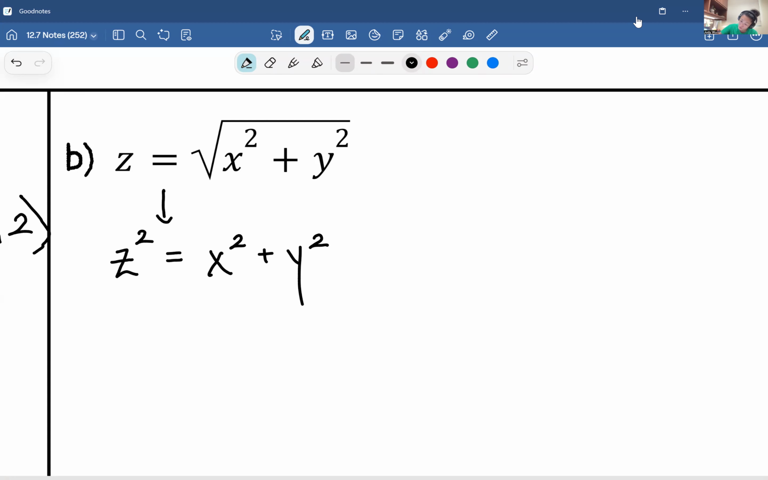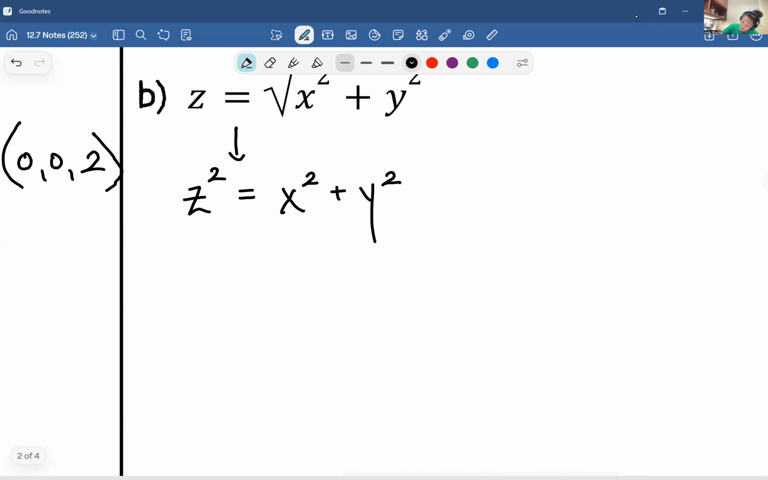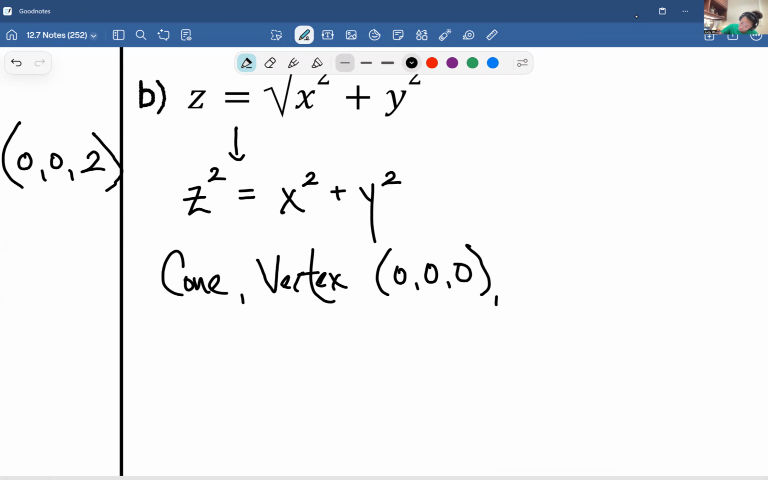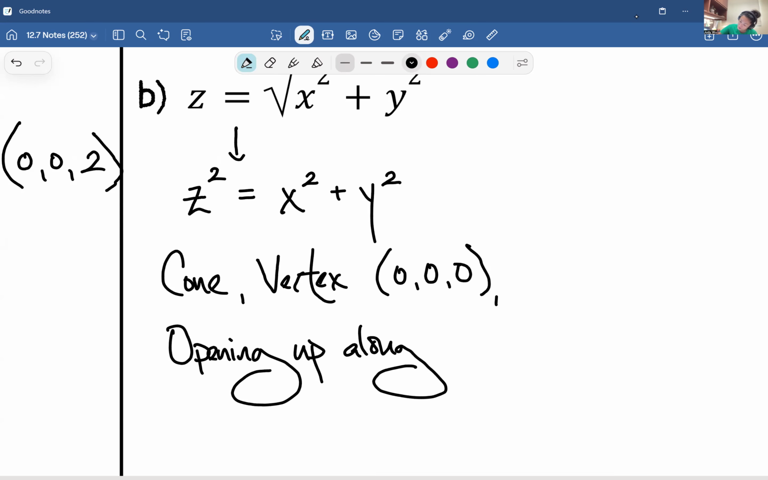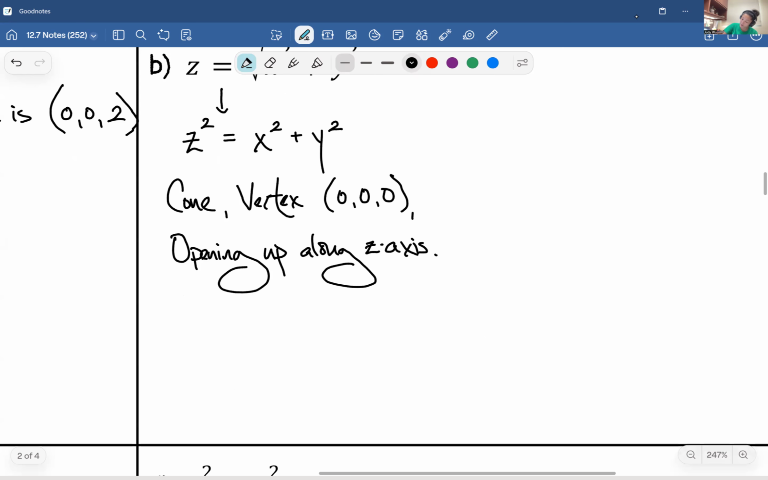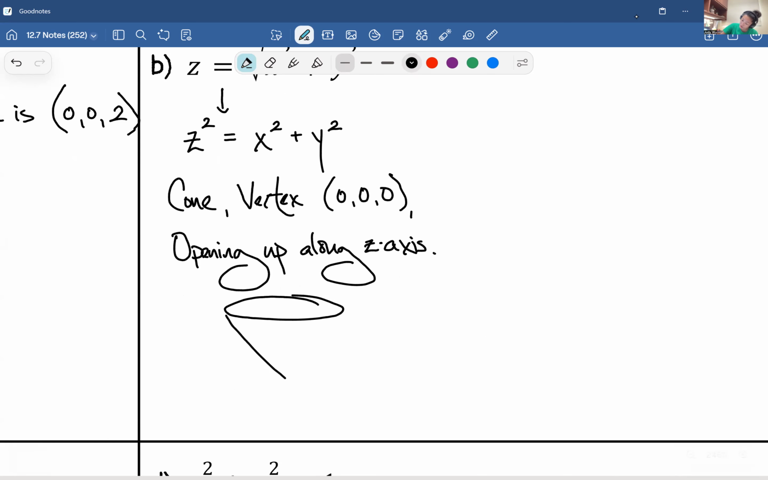Now this, I hope we remember from our quadric surfaces, is not an elliptic paraboloid, but it is a cone, and it has a vertex at the origin, and it is opening up along the z axis. Okay? So we might think about it like our shape is going to look something kind of like this. Okay.